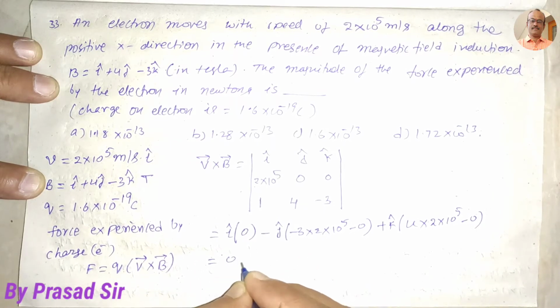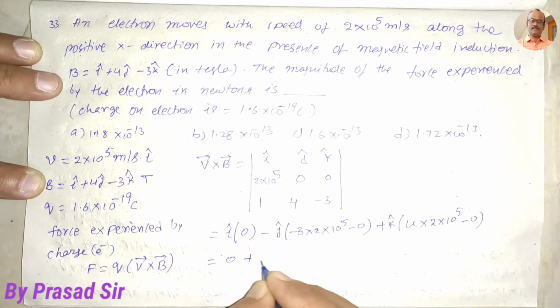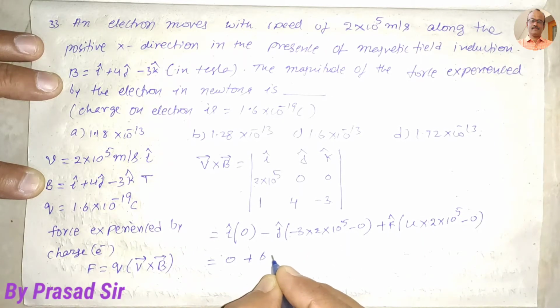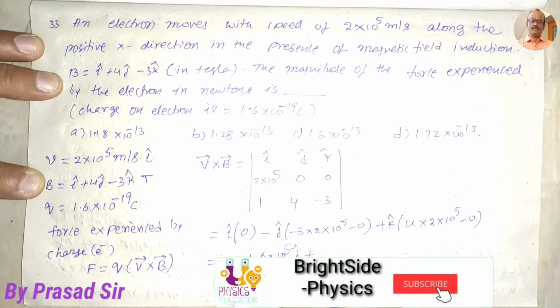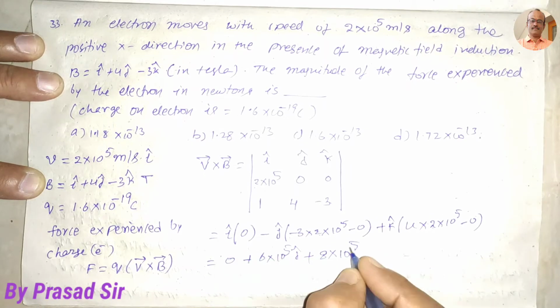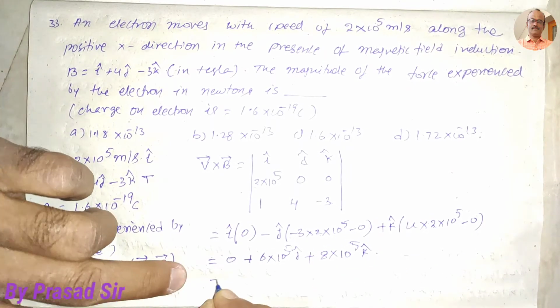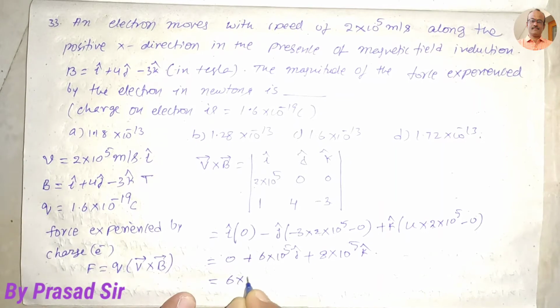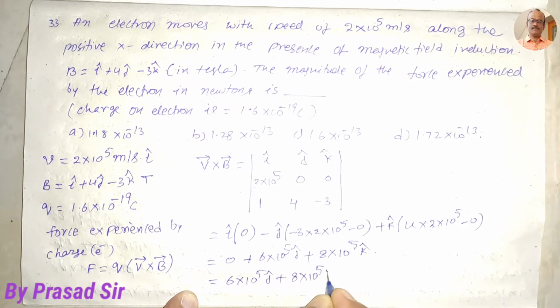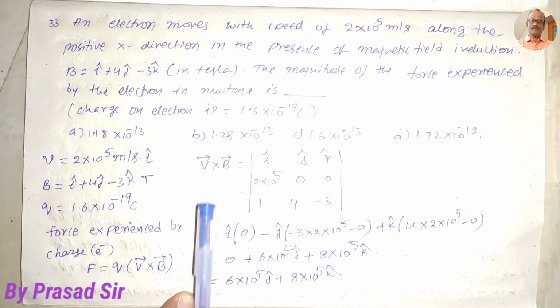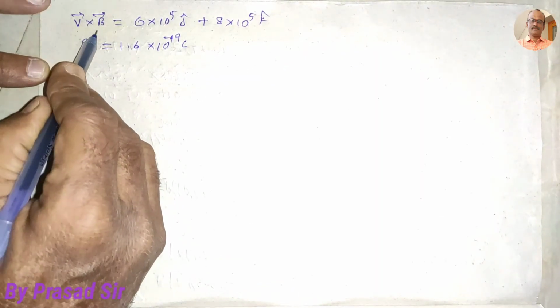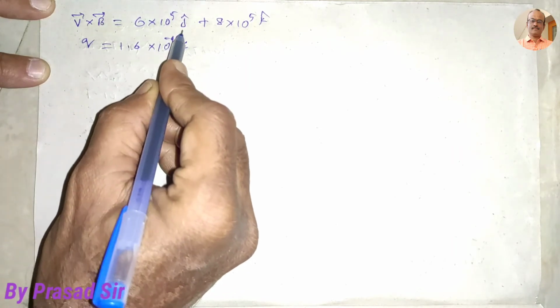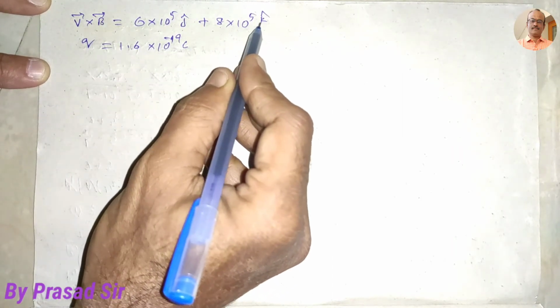So here this is 0, minus into minus plus, 3 2s are 6, 6 into 10 to the power of 5 j cap, plus 4 2s are 8 into 10 to the power of 5 k cap. Finally, 6 into 10 to the power of 5 j cap plus 8 into 10 to the power of 5 k cap. So this is the V cross B. Here we calculated V cross B is equal to 6 into 10 to the power of 5 j cap plus 8 into 10 to the power of 5 k cap.